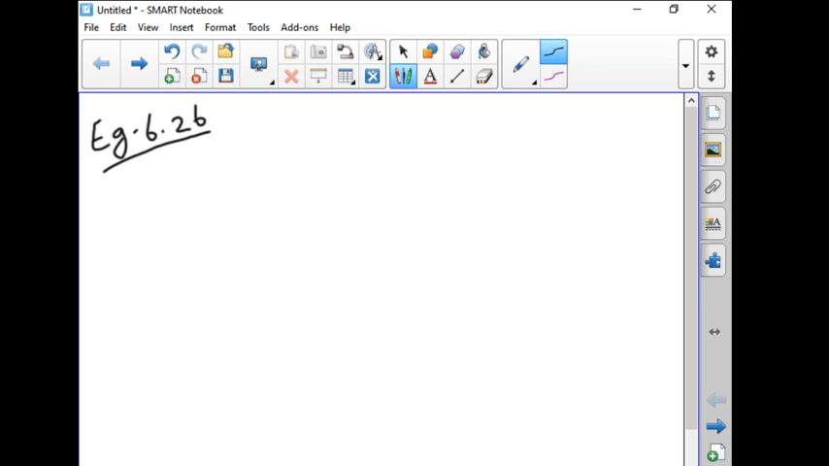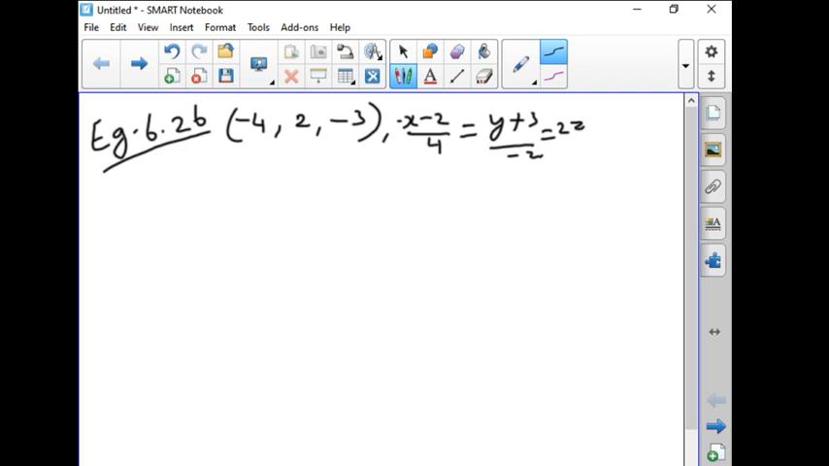So the question is, find the vector equation in parametric form and Cartesian equations of the line passing through the point (-4, 2, -3) and is parallel to the line (x - 2)/(-4) = (y + 3)/(-2) = (2z - 6)/3.